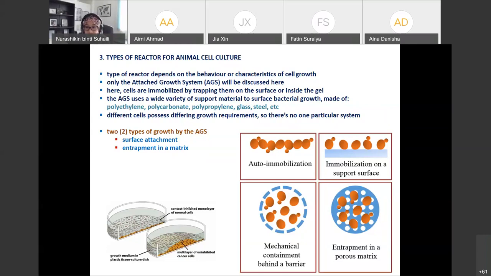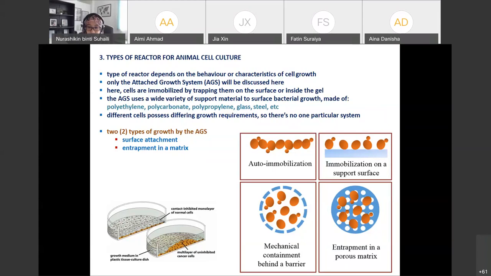The first here, you can see that the cells are attached on a support surface. This one is autoimmobilization, meaning they are perhaps linked together by a certain linking agent, but without a surface. This is for animal cells only. This one is on a support surface. So the cells are immobilized. Immobilized means they are not going anywhere; they are just attached to it.